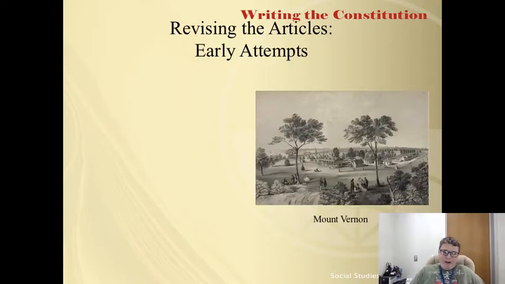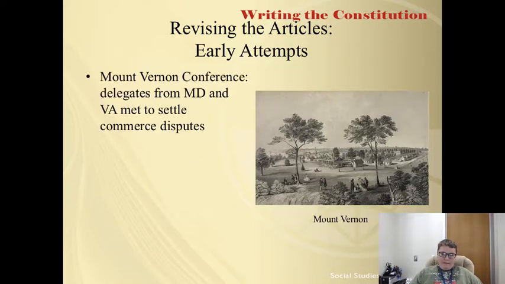Revising the Articles. Early attempts. One of the earliest attempts at solving the problems of the Articles took place at George Washington's Virginia home, the so-called Mount Vernon Conference, where representatives from Maryland and Virginia met in an attempt to settle a dispute over the use of the Potomac River.